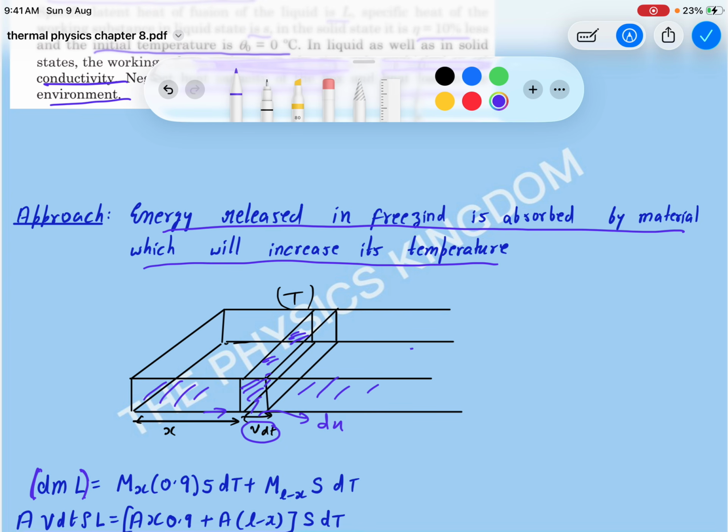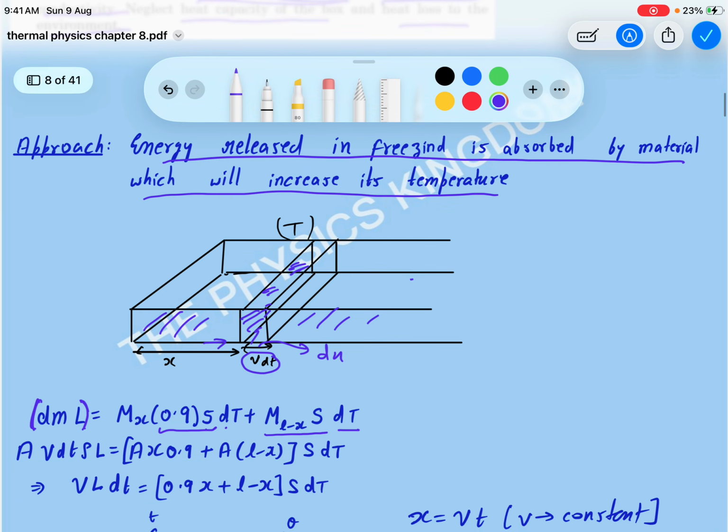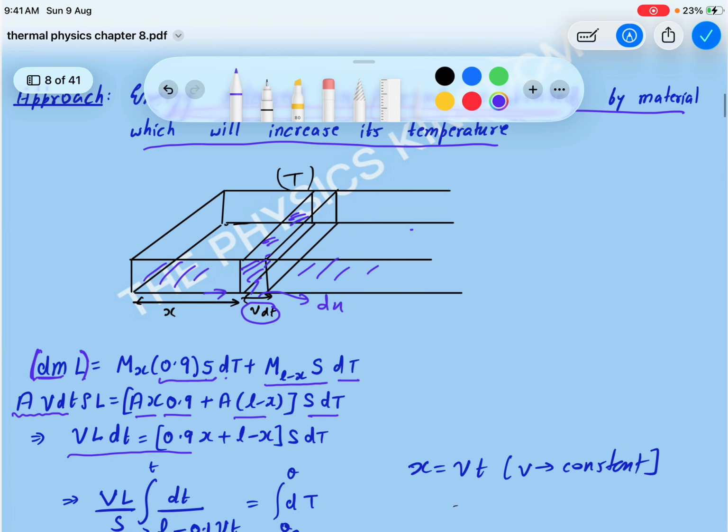Okay, so m x into 0.9 s, because specific heat of solid is less, 0.9 into s into dt, and for liquid portion m (l minus x) into s into dt, right? Okay, so now mass you can write area of cross section into dx. Since area of cross section is given in the problem but actually not required, it's cancelling out from both sides. So a into x 0.9, a into (L minus x) into s dt, right? So this equation I am getting.